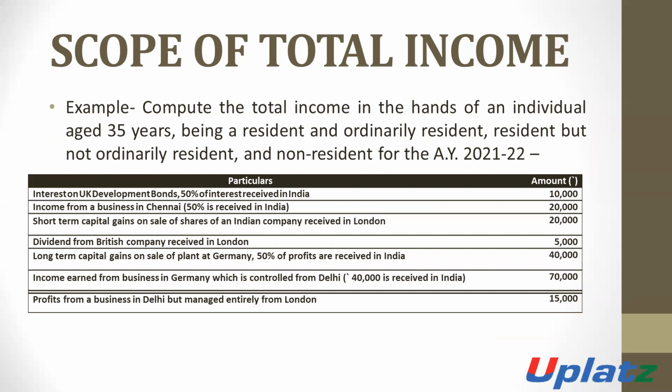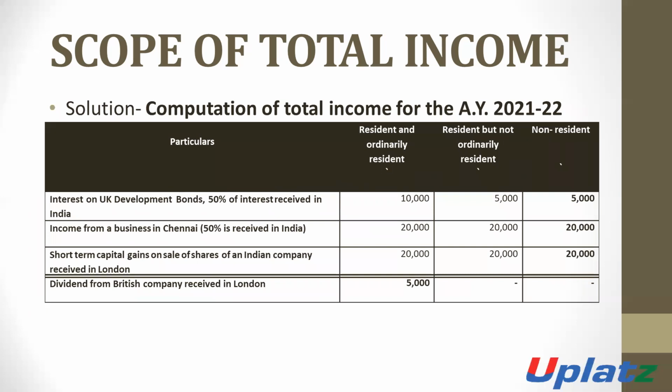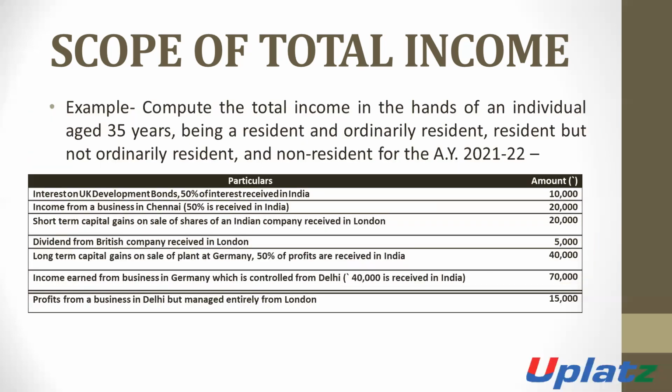Only 50% is received in India, not the total 10,000. Only 50% means only 5,000 rupees is received in India. So for the income of UK bonds, if there is any person who is a resident and ordinary resident of India, each and every income of such person will be taxable in India.